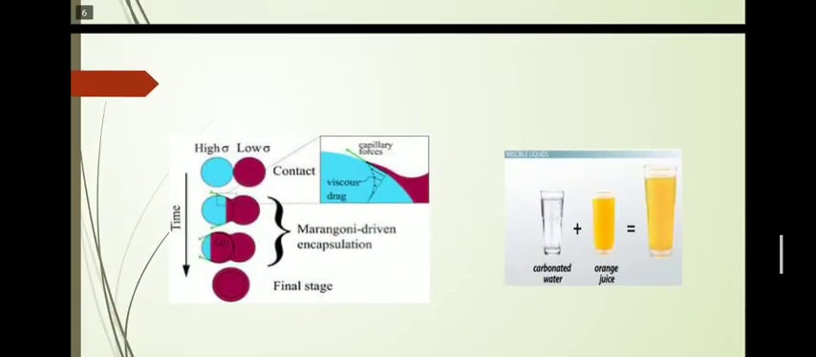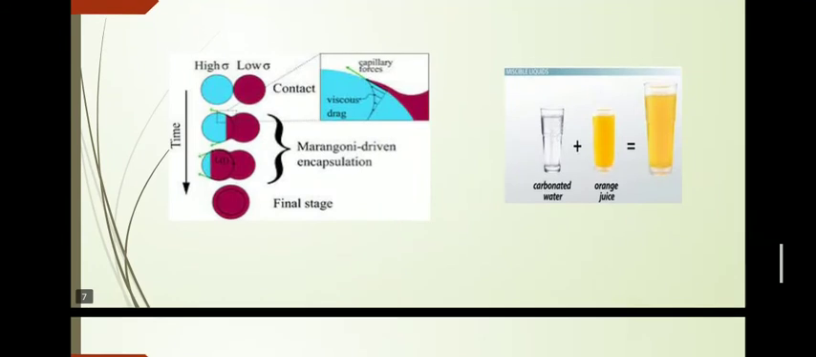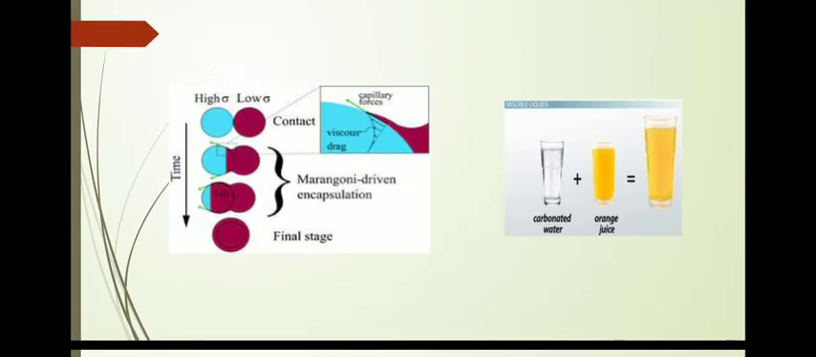As you can see, the diagrams related to this topic are given here. As there are two types of liquids with a high sigma and a low sigma, that's the surface tension. As you can see, there are capillary forces acting on these two water drops when they are in contact with each other. This is also known as the viscous drag. And when they interact or come into contact with each other, the Marangoni driven encapsulation will happen between them, so that the final stage we get is like that, the pure material.